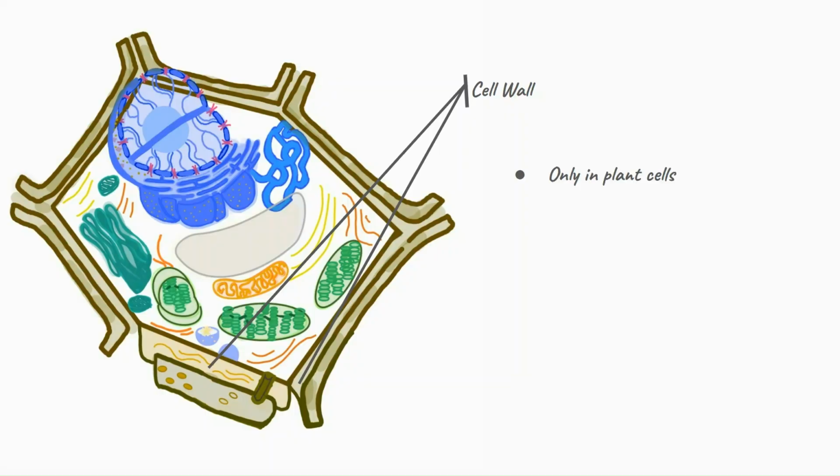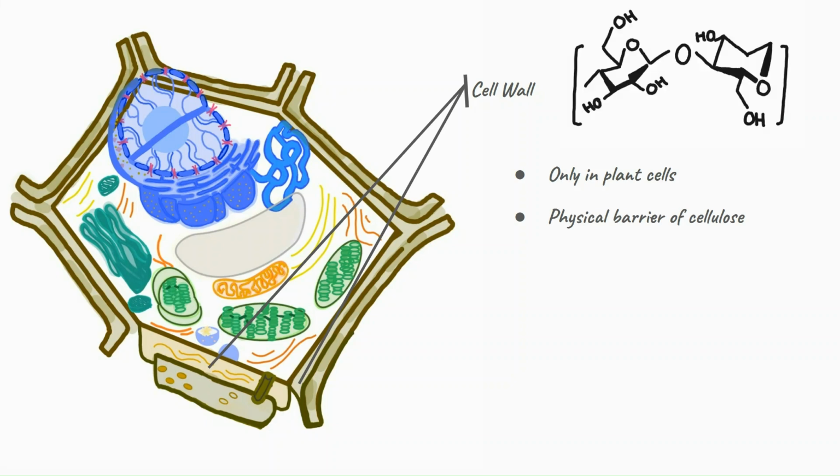Alright, the cell wall. Again, this is only in plant cells. It is a physical barrier of cellulose, which is a type of carbohydrate. At the top of the screen here is my drawing of cellulose's structure. Here the drawing shows it's a linear polymer of D-glucose units, linked by a beta 1 to 4 glycosidic bond. Anyways, this is just a side note for those interested in biochemistry. Back to biology. So as the cell wall is the outermost layer of the cell, it's important for maintaining the cell's shape and supporting its structure, but also protection from mechanical damage as well.